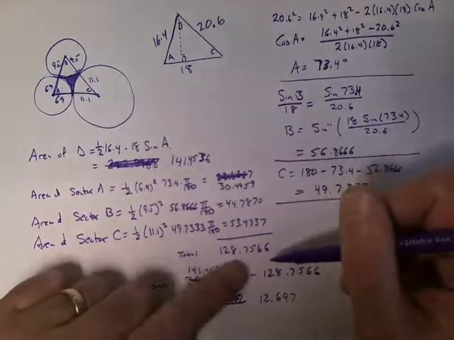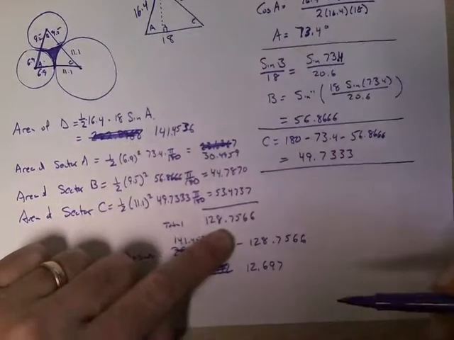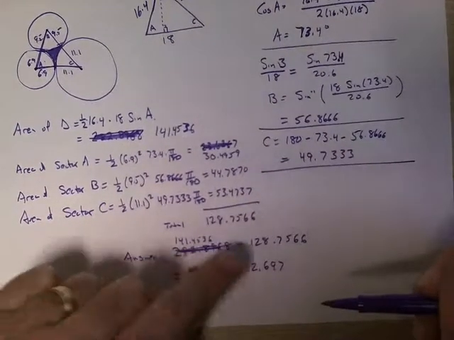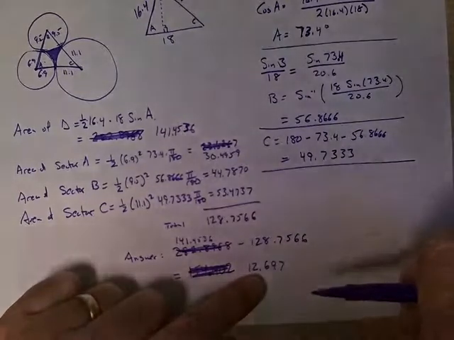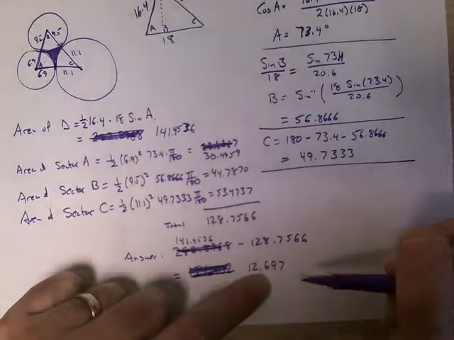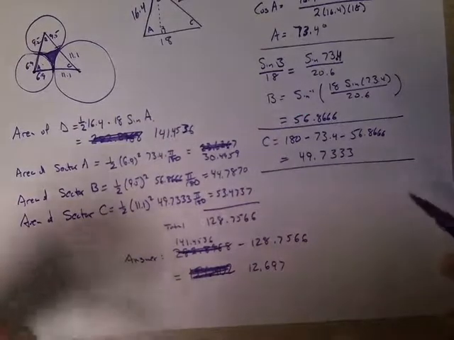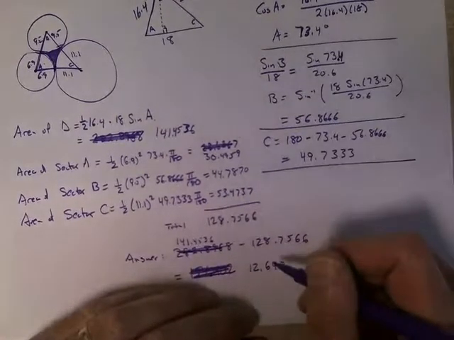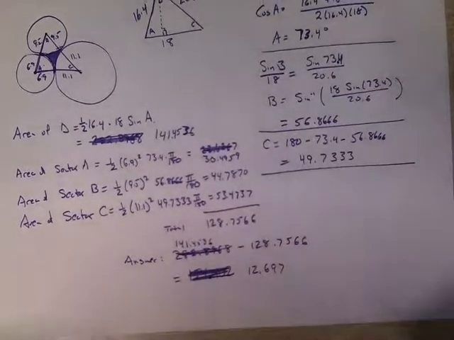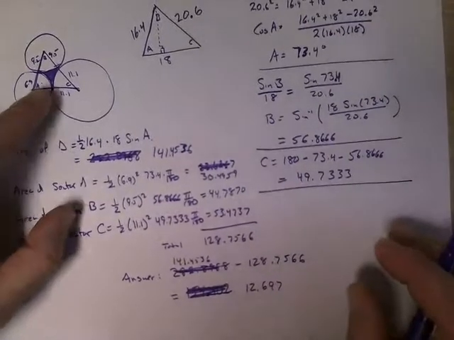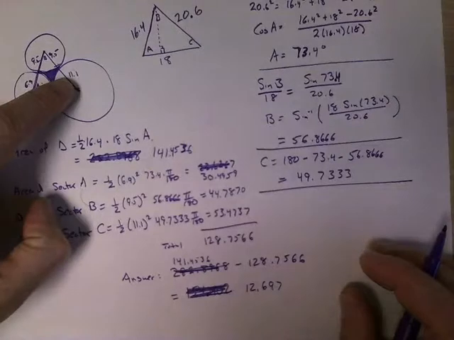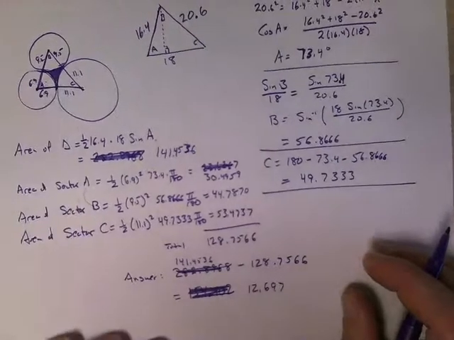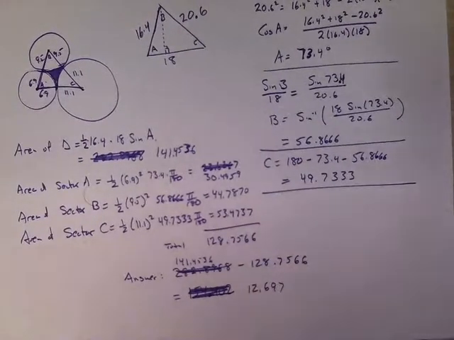They add up to a total of 128.7 whatever, and when I do 141 minus 128, I get 12.697. Now when I looked up the answer on WAMAP, they wanted it as 12.70 something. I rounded here, which caused that to be off, but this is the idea, that this area in between here is the area of the triangle minus the area of the three sectors. So anyway, there you go.